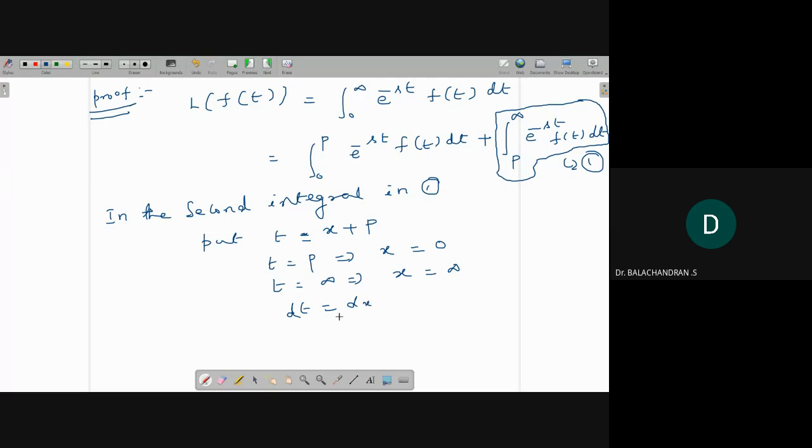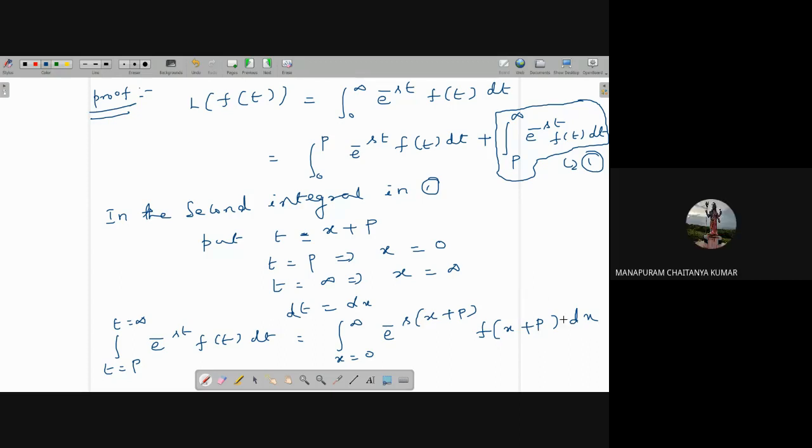So once you know this, now I am ready to find the integral from t equal to p to t equal to infinity of e power minus st into f of t into dt, that is the second integral. It equals, now it varies from x equal to 0 to x equal to infinity, e power minus s times (x plus p), into f of t. What is t again? x plus p, into dt. dt is dx. Now e power minus sp is constant, you can take it out of the integral. Again, f of x plus p equals what? f of x. Yes, f of x, because f is a periodic function with period p.